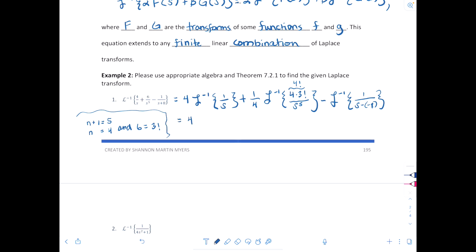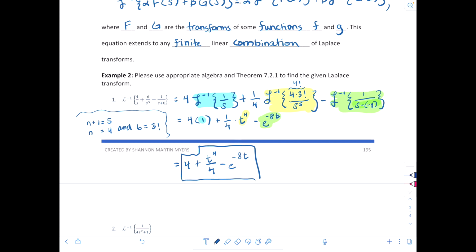So we will now get 4 times 1, applying that first transform, plus 1/4 times t to the 4th. This is applying our second transform. And then minus e to the negative 8t. And that's applying this last transform. And so at the end of the day, we will get 4 plus t to the 4th over 4 minus e to the negative 8t. Cool, cool?